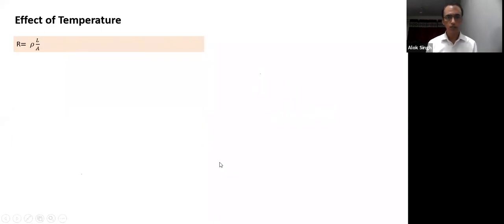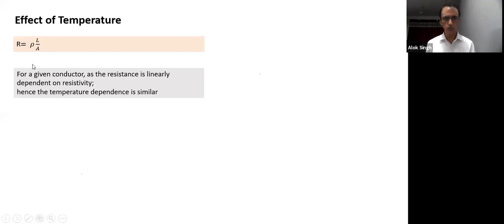Okay. Effect of temperature. We had discussed the effect on resistivity. Accordingly, since resistance is also rho times L by A, and we assume that with the change in temperature the change in dimension of the material is very small, we ignore this change in dimension. Resistance also will vary with rho. As rho changes, resistance also changes. So given a conductor, resistance is linearly dependent on resistivity, hence the temperature dependence of resistance is similar. The way resistivity depends on temperature, resistance also depends in the same fashion.